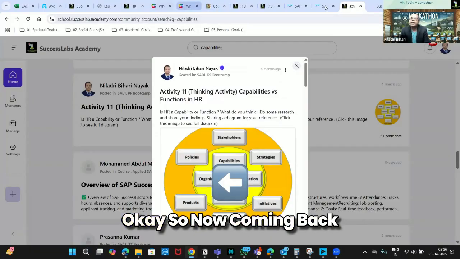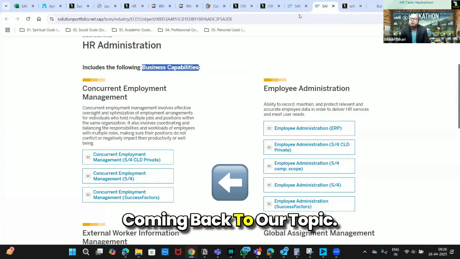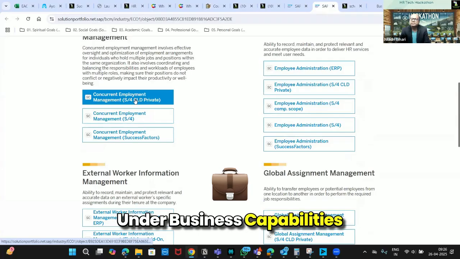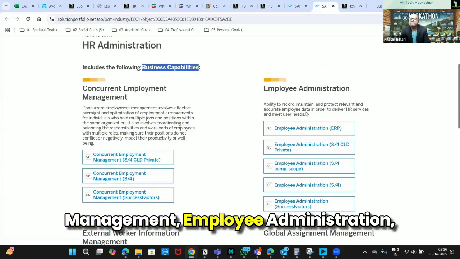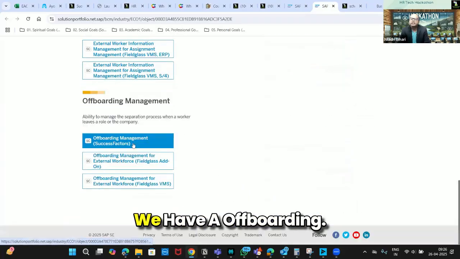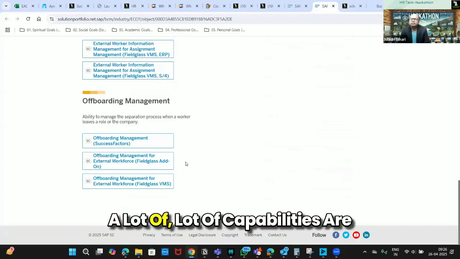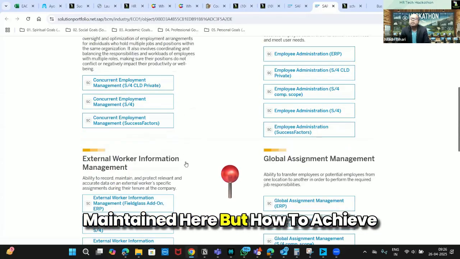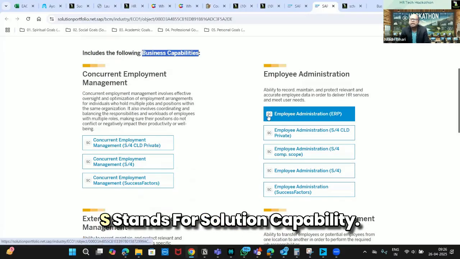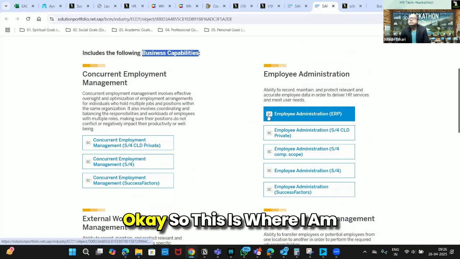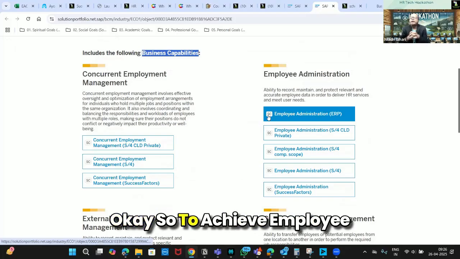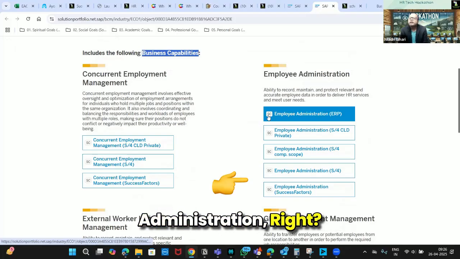Okay, so now coming back to our SuccessFactors topic. We have business capabilities, and under business capabilities, we have core employment management, employee administration, global assignment, external worker information management. We have offboarding. A lot of capabilities are maintained here. But how to achieve those business capabilities? So we have something called SSC. SSC stands for solution capability. This is where I'm now going to position the product. So to achieve employee administration, right?